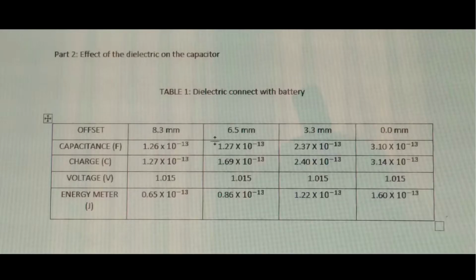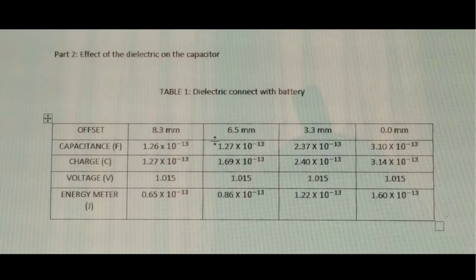Now I will explain about the effect of the dielectric on the capacitor. There are two parts, which are dielectric connected with the battery, and the other one is disconnected from the battery. In this result, we can see the value of capacitance is increasing when the dielectric is inserted in the capacitor.